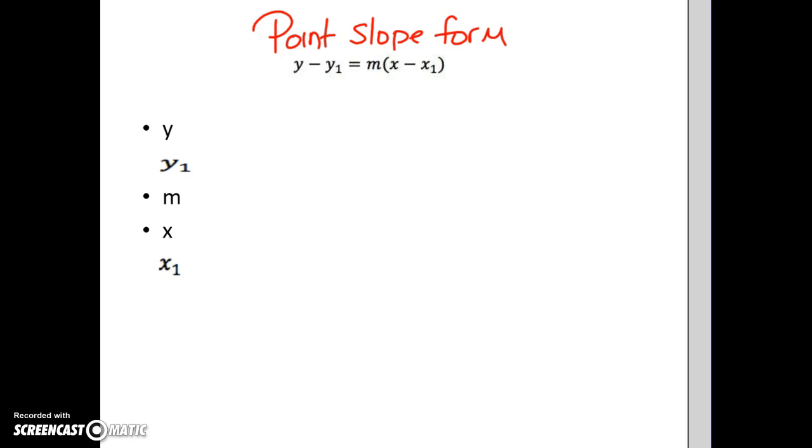And this equation can look intimidating. However, you're already familiar with each of those variables. So it becomes less intimidating once you see how it works. The y is just your dependent variable. So y stays as y.